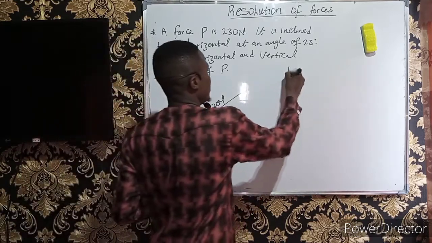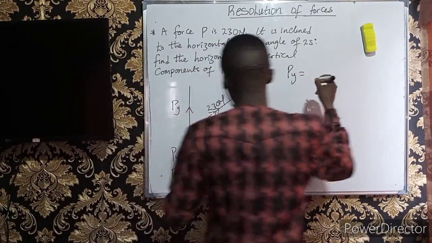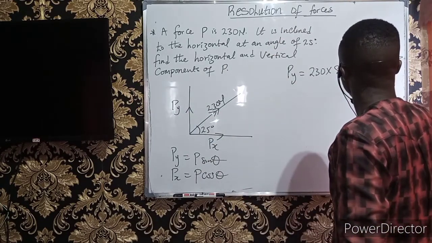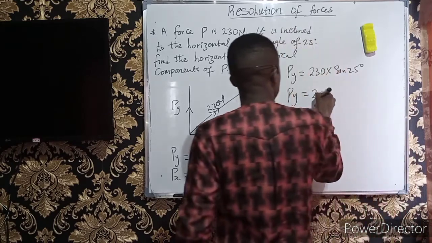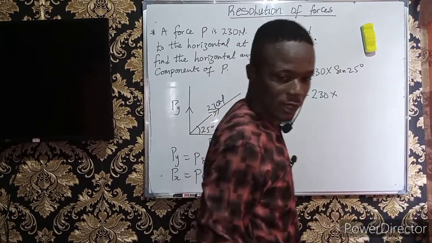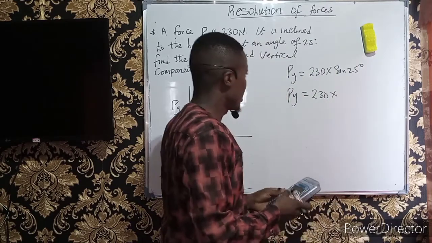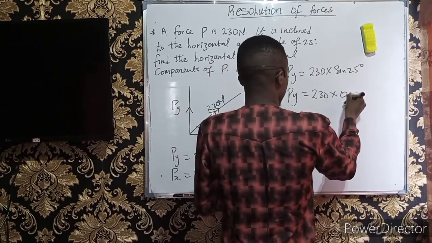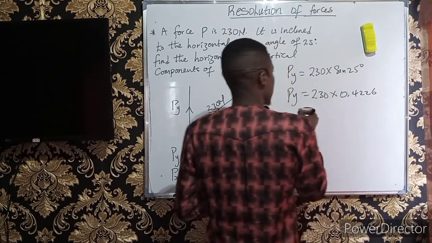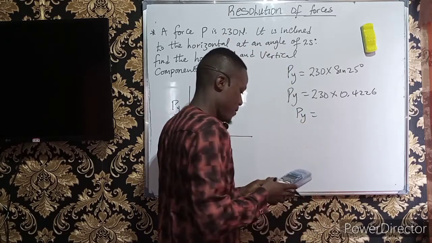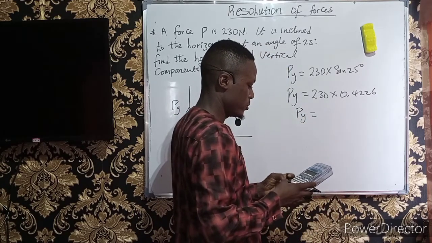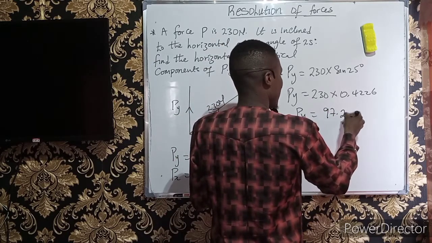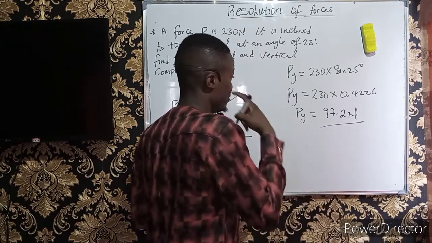To get my Py, Py will be P, our P is 230, times sine theta, which is sine 25 degrees. So Py is 230 multiplied by sine 25. Let's get the value of sine 25 degrees. Sine 25 degrees gives 0.4226. So Py is 230 times 0.4226, which is approximately 97.2 Newton. This is the value of Py.